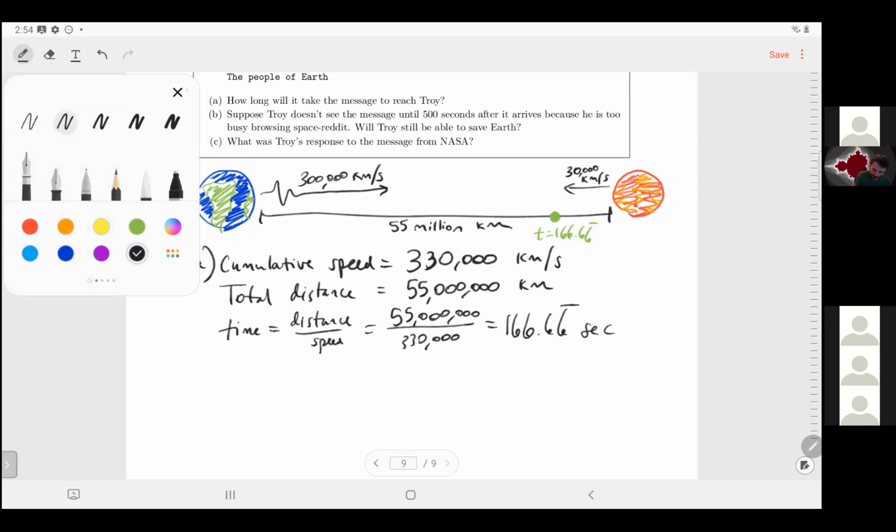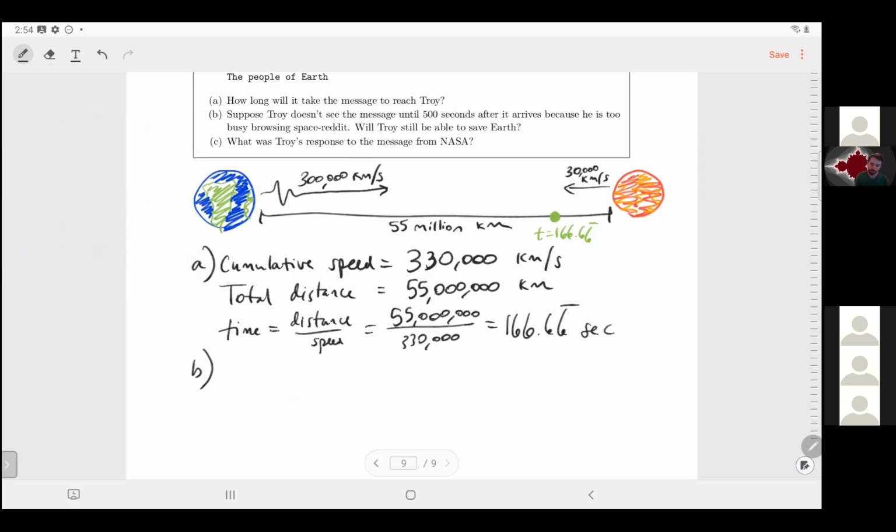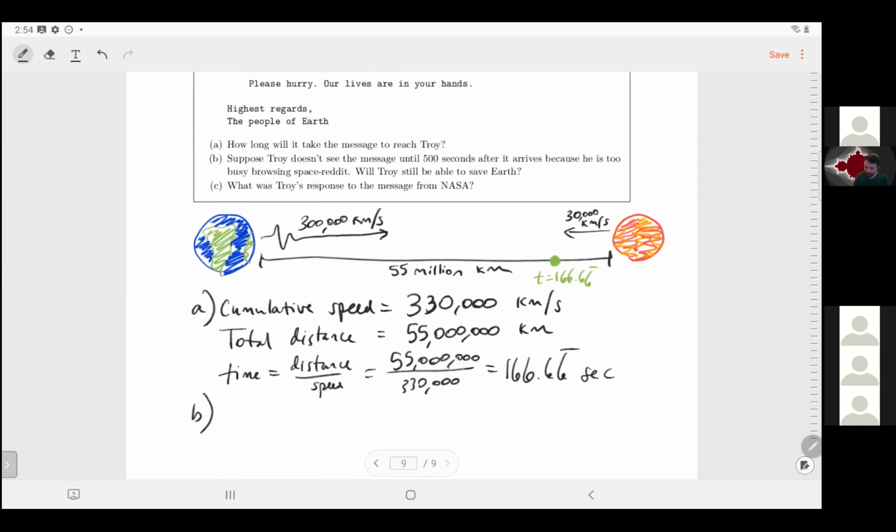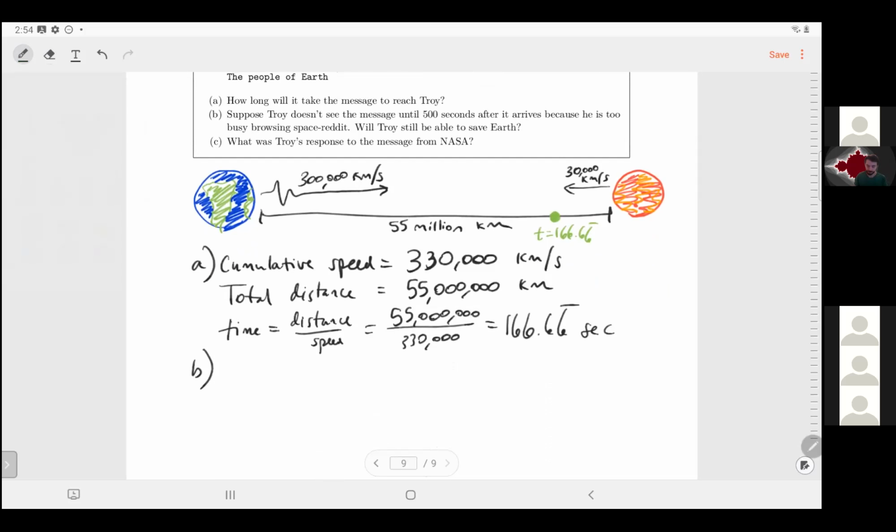So next step, part B. Suppose Troy doesn't see the message until 500 seconds after it arrives because he's too busy browsing space Reddit, which I hope is an actual thing in the future. Will Troy still be able to save Earth by responding to this message in time, right? They only had 13 minutes. So that is the question. Okay, so any thoughts on this one and how you might approach it?